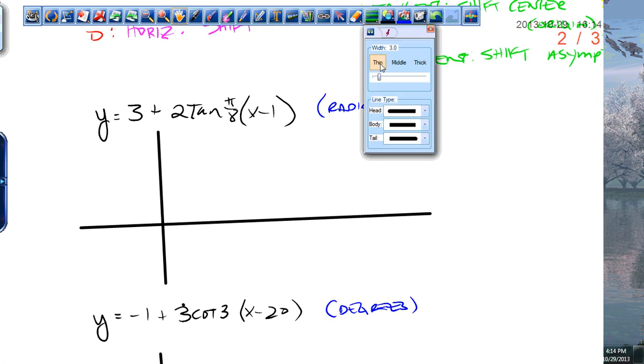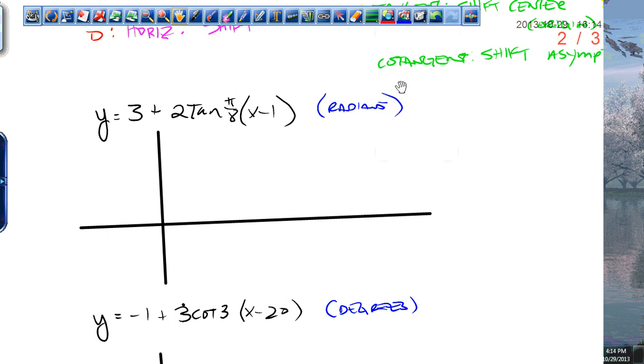The first one is tangent, and we got all this other stuff. So go ahead and list out. We know it's up 3, right 1 because of that and that. Our stretch is 2. And then the last thing we're going to do is pi over 8, which hopefully we're pretty good at that by now. We flip this second one, multiply, and it just gives us 8.